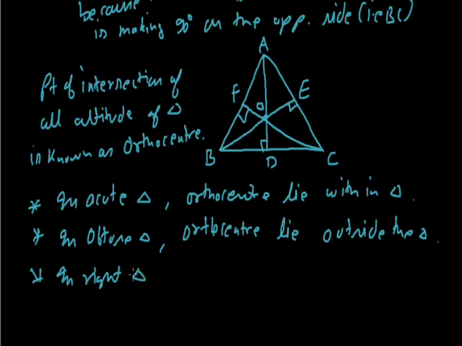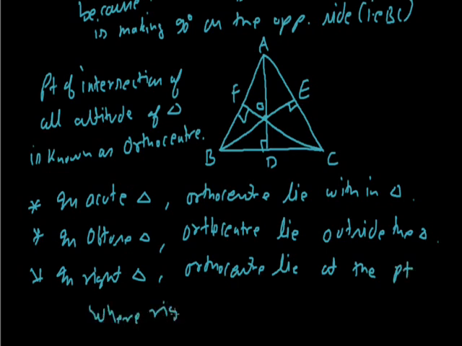in a right triangle the orthocenter lies at the point where the right angle is made in the triangle.